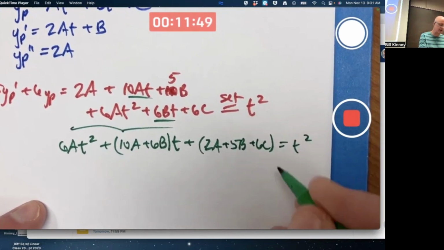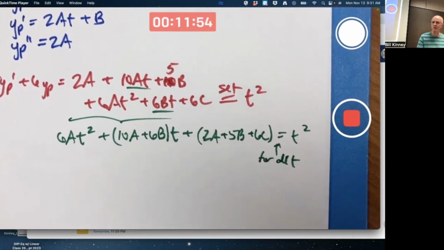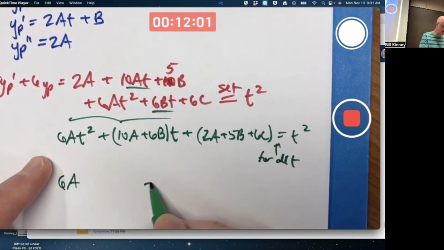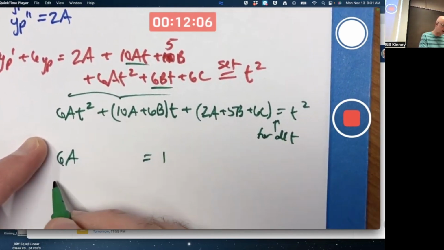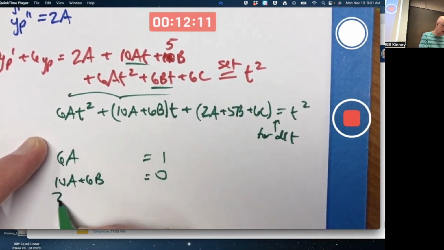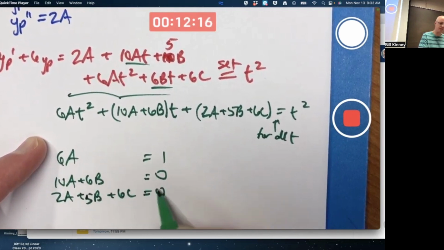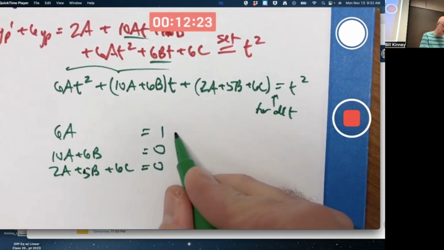Again, this is supposed to be equal to t squared for all t. That's important to realize, not just particular values of t, but for all t. And the only way that's going to happen is if 6a equals 1, coefficient of t squared is 1, and then these other things are 0. 10a plus 6b equals 0, 2a plus 5b plus 6c equals 0. You can maybe rearrange these, put these in a matrix. It would be upper triangular. But you can just solve these pretty quickly.